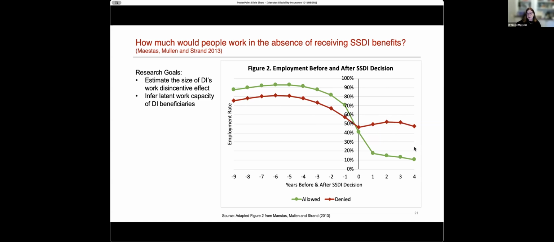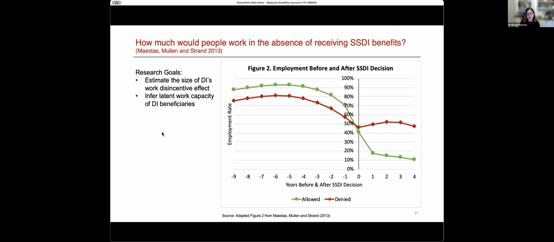The thrust of a long economics literature has been to say that this red curve is the counterfactual employment rate of the people who are awarded benefits. So had they not been awarded the benefits, and if they were identical, then we would expect 50% of them to be working. Now, everybody pointed out, well, wait a second, there are other differences, like the severity of your impairment. If you're denied, your impairment isn't severe. So there's been a lot of arguing about whether this is an upper bound or a lower bound.